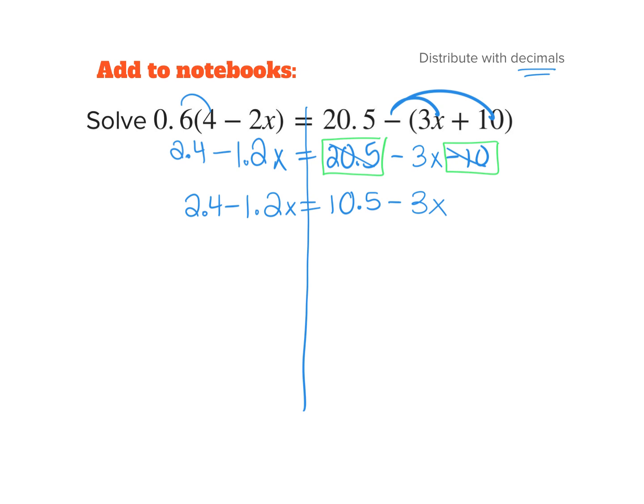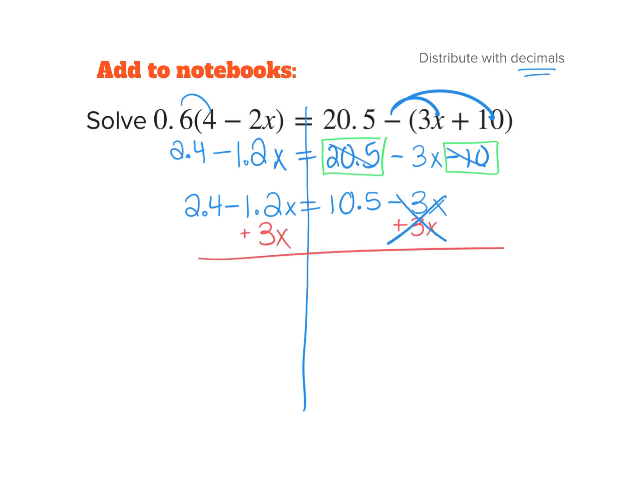Now we're going to try to isolate our variable on one side. Over here, I've got negative 1.2x. Over here, I've got negative 3x. I like to get rid of the one with the smaller coefficient first so that I leave myself with a positive coefficient at the end. And so by adding 3x to both sides, I can meet that goal.